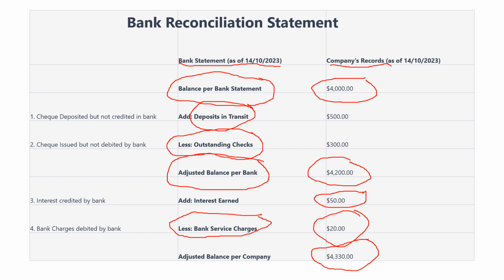So that's all from my end on the bank reconciliation statement.